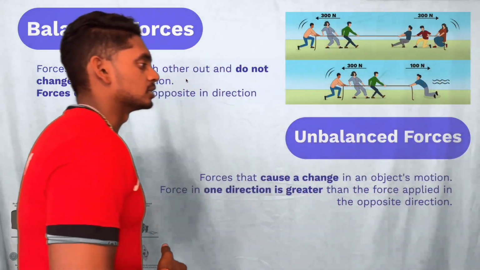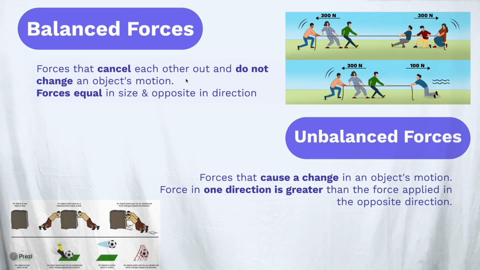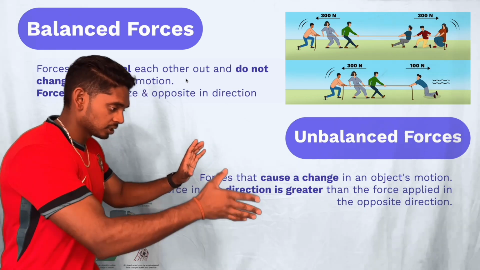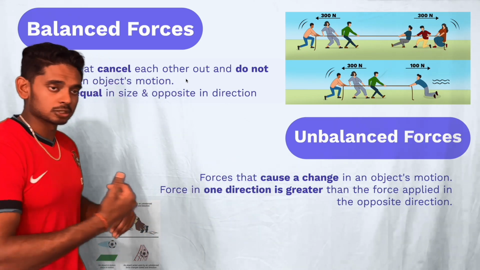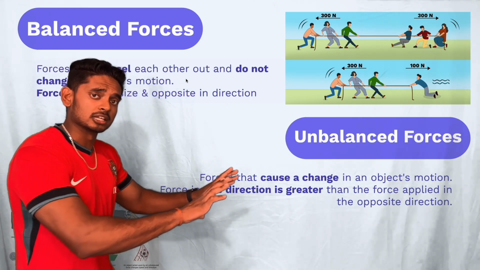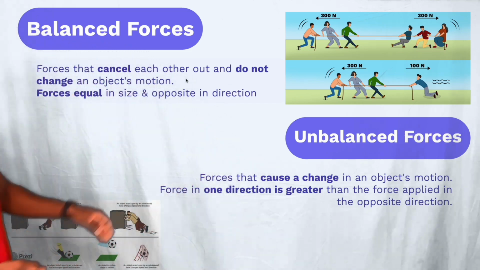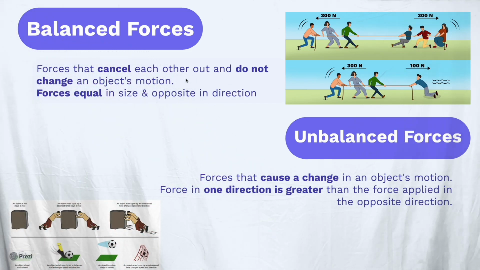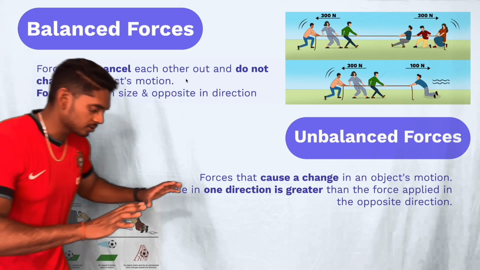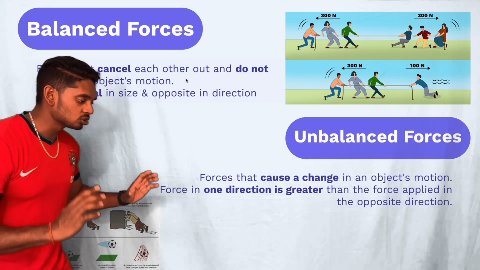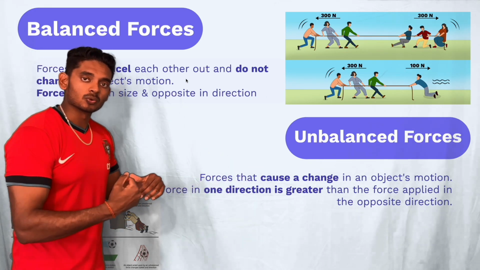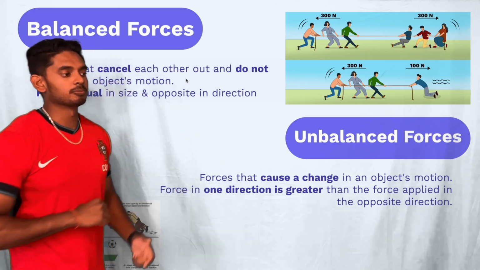So balanced forces are forces that cancel each other out. They don't change an object's direction or motion. Forces equal in size and opposite in direction. If I'm pushing the box with 100 newtons and its friction is pushing 100 newtons back, we're at a standstill. We're equal forces, we're balanced, we're not moving. I'm going to need somebody else, maybe my brother, to come in and help me out. Now we've got 100 plus 100, that's 200 newtons. That overpowers the 100 newton friction, so we can move the box.